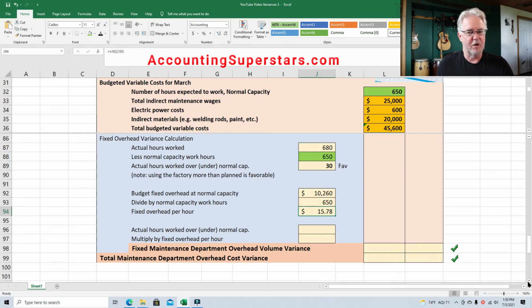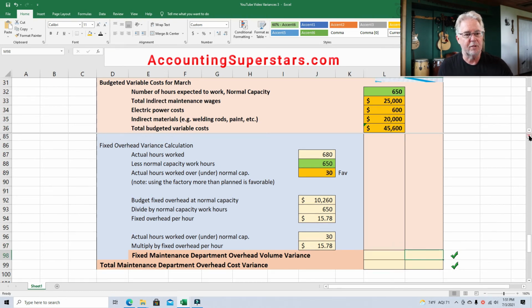So we're almost done. We're almost to the finish line here. So actual hours worked over or under the normal capacity, well, we figured that out. It's 30. We got it right from there. So I'll put it in a nice, pretty gold color. Actual hours worked over normal capacity, 30, multiplied by the fixed overhead per hour, so $15.78 per hour. All we're going to do is multiply 30 times $15.78. Now, we might be wondering, where do we put it? Do we put it on the left side or the right side?